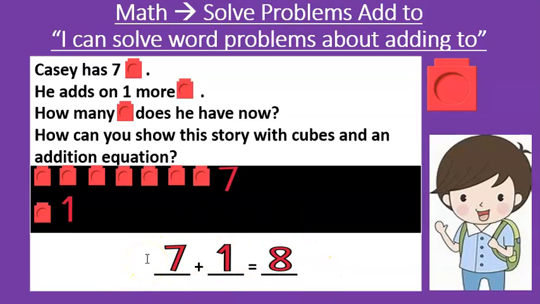Let's read it together. 7 plus 1 equals 8. Let's read it again. Read it with me. 7 plus 1 equals 8. So how many cubes does he have now? 8. Good job. Now here's what I want you to do, boys and girls.